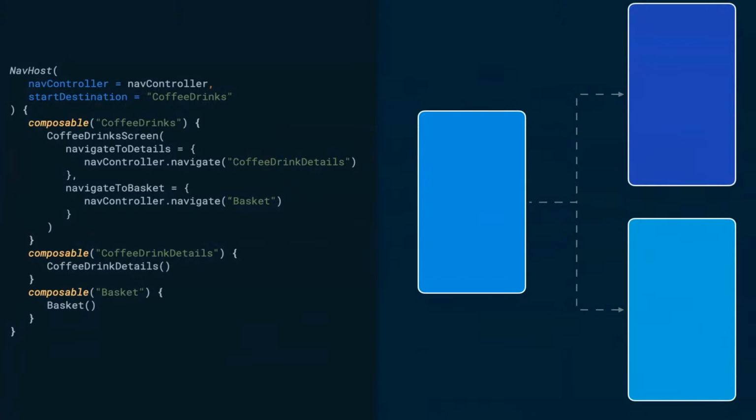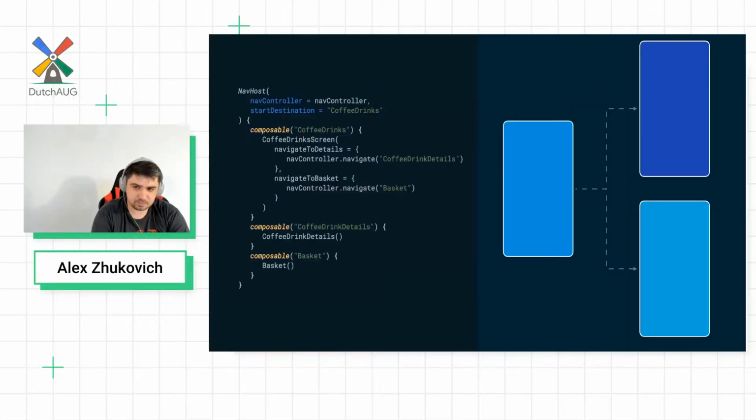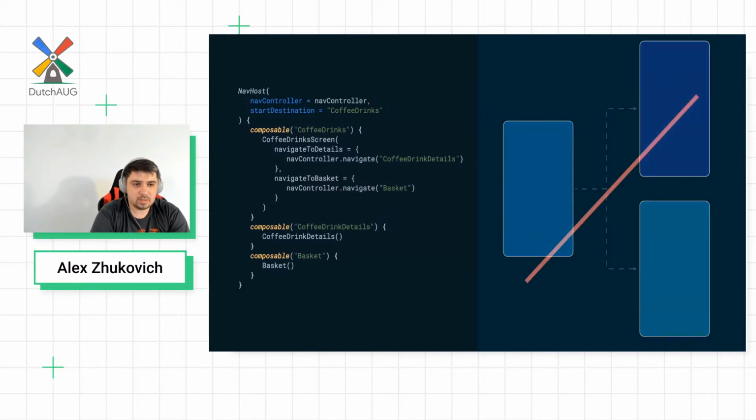So with Jetpack Compose, we also can have a graph, and we have a coffee drink screen, and this screen can have two actions: navigate to detail screen and navigate to basket. And in addition, we have two more composable screens. However, we don't have a visual representation of the graph in Jetpack Compose. It's not available right now. Maybe in the future it will be added, but it does not exist yet.